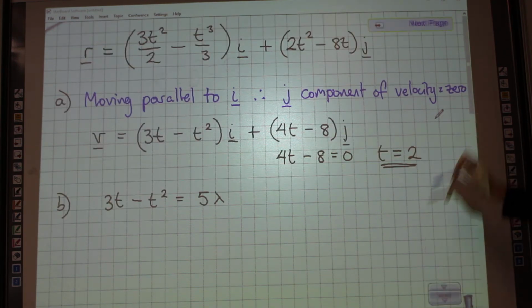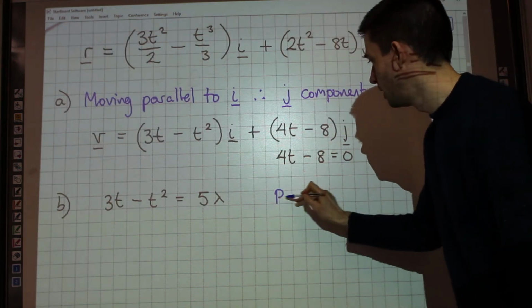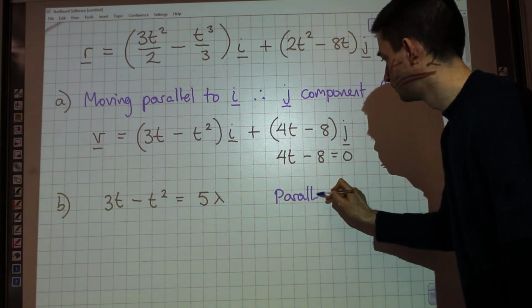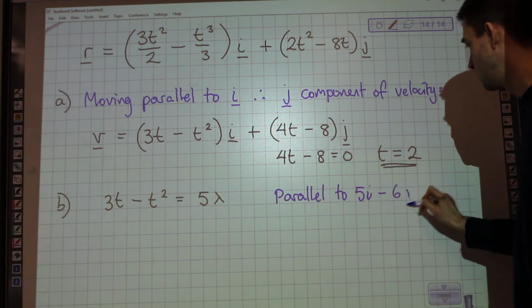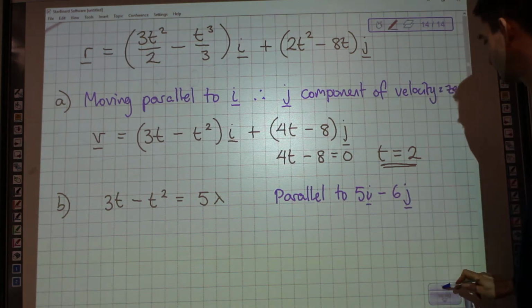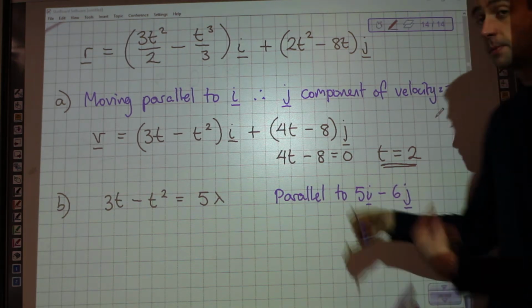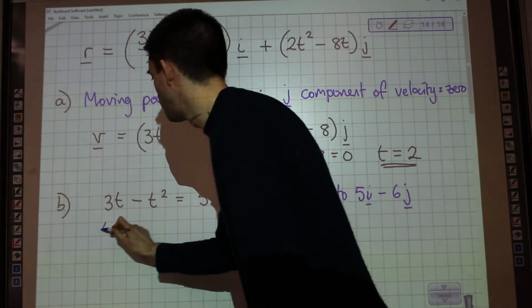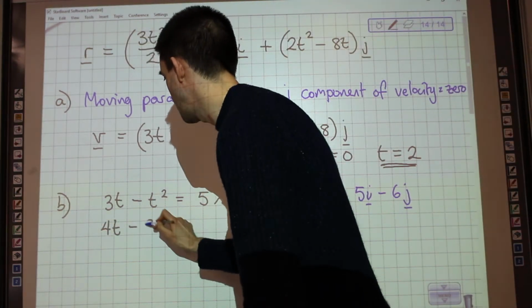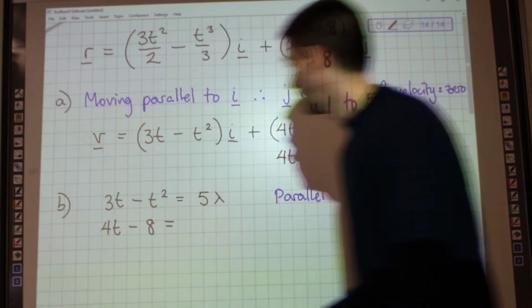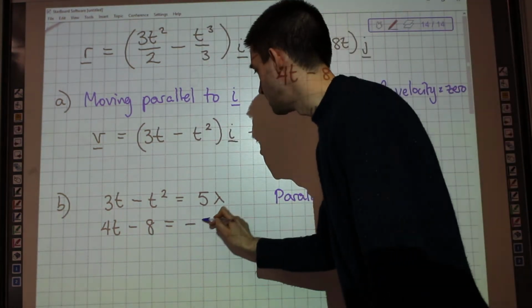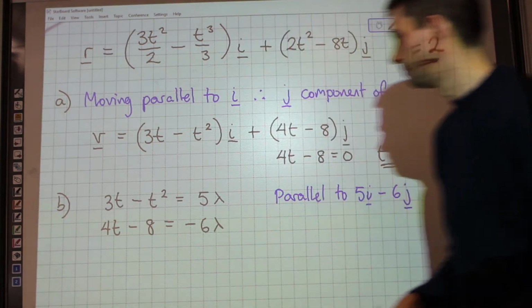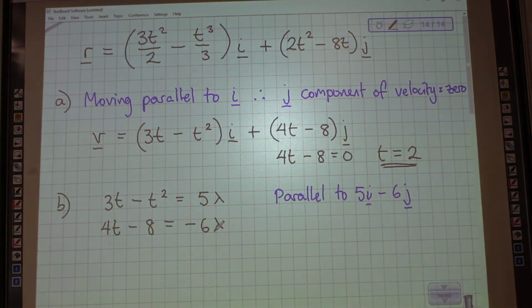I'll just jot that on here so that we know what's going on. Parallel to 5i minus 6j. Similarly, the j component, 4t minus 8, is going to be a multiple of negative 6. So it's negative 6 lambda there.